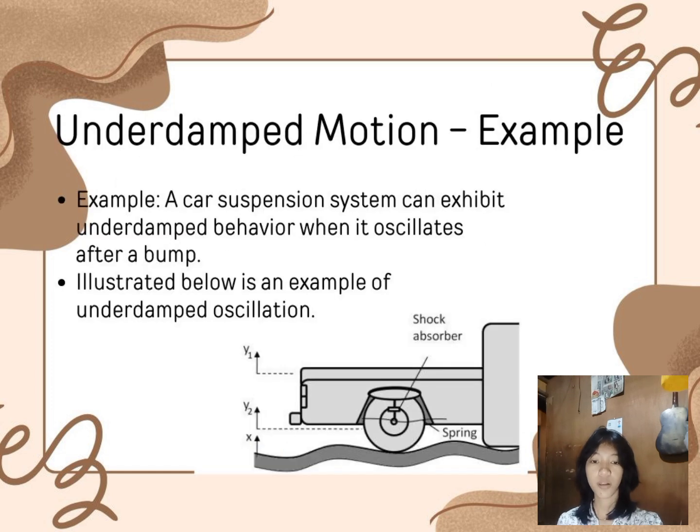An example of underdamped motion is a car suspension system. A car suspension system can exhibit underdamped behavior when it oscillates after a bump. Illustrated below is an example of underdamped oscillation. A car suspension system is an example of underdamped motion. When a car goes over a bump, before it settles, the bounce slowly dies out because the damping effect is mild, allowing some movement before the car reaches rest.